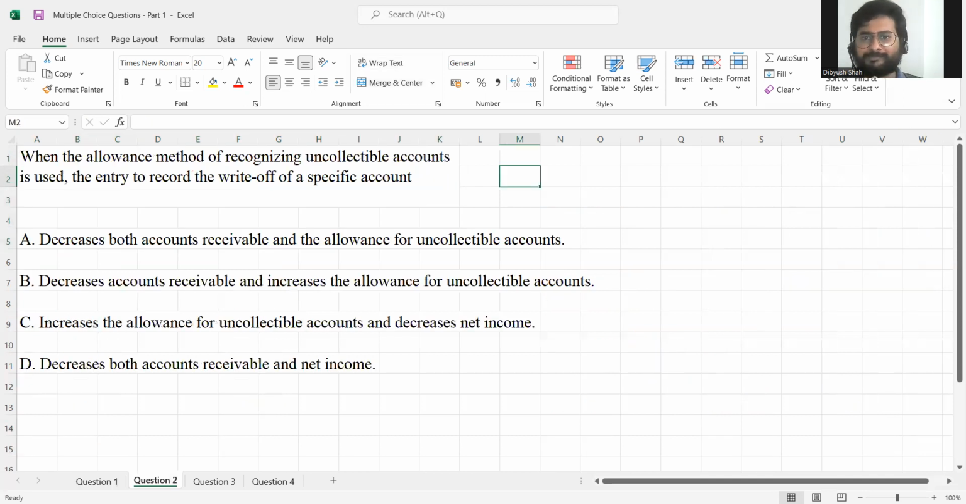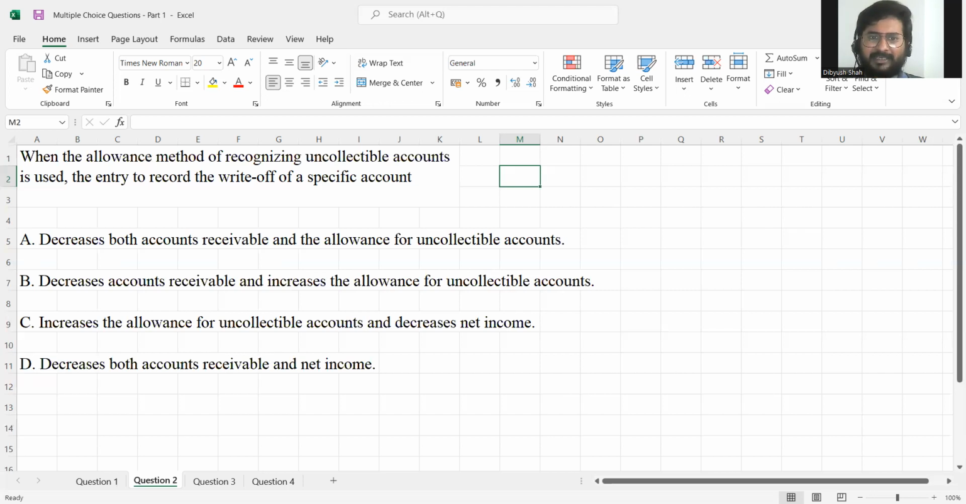Question number 2. See, try to read the question properly. I am taking so much time because I also have to explain to you. Once you understand the question clearly in the first go, solving it will not be a big problem for you. When the allowance method of recognizing uncollectible accounts is used, the entry to record the write-off of a specific account, what will happen?